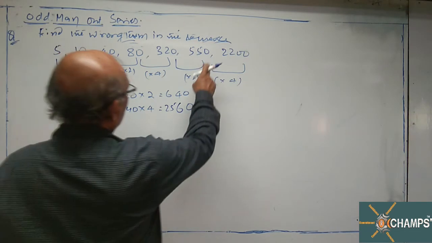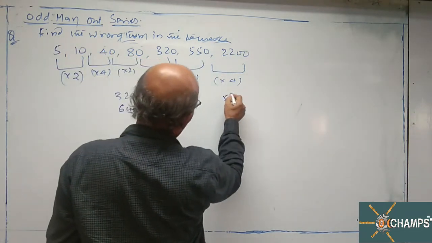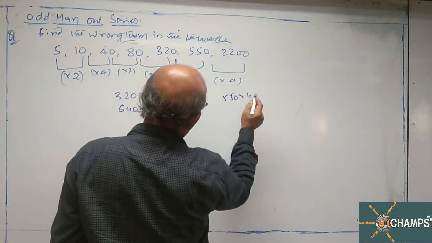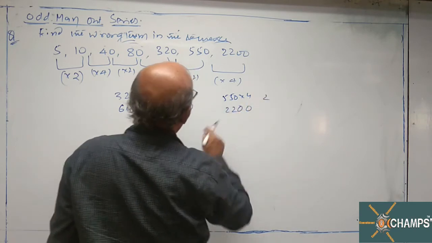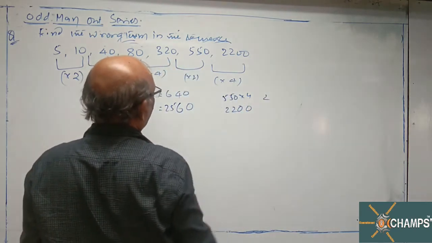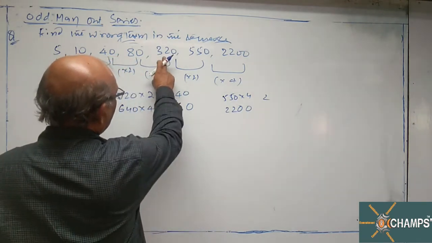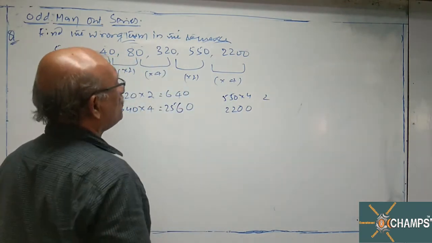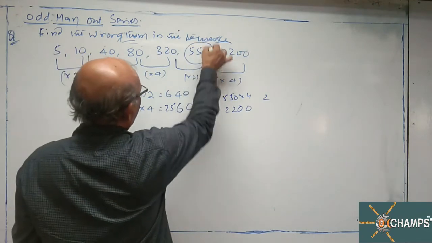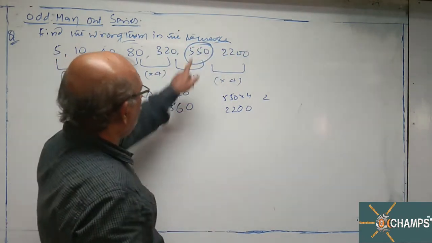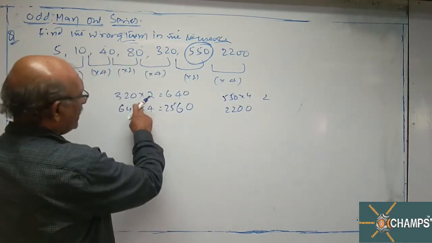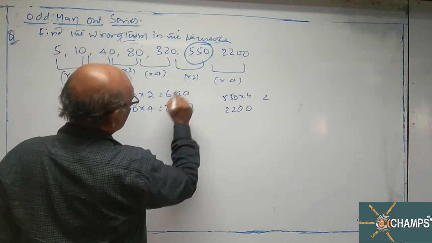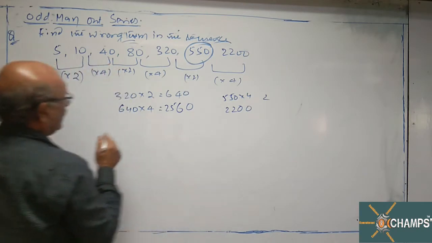So this is given this way. If I multiply 550 with 4, it is 2200. So with 550 it is following. But 320 multiplied with 2 is 640, sir. So here the pattern is not being followed. With 550 it is okay into 4, but 320 into 2 is 640, and this is given as 550.